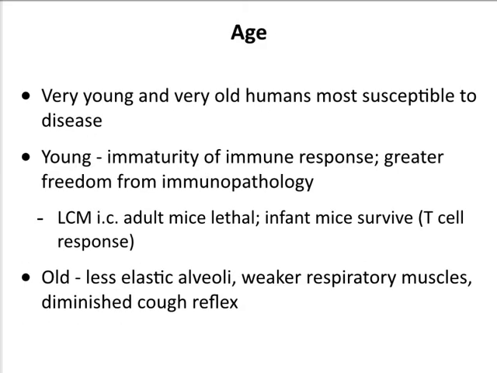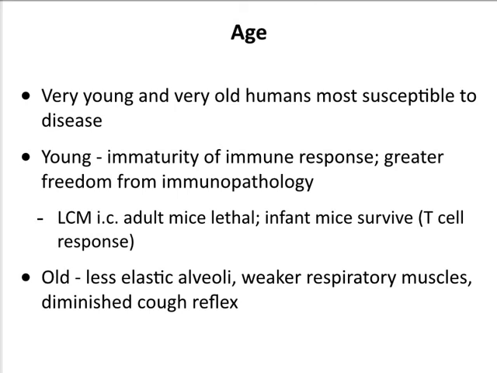Non-genetic determinants of susceptibility. Age. Very young and very old people are particularly susceptible to infections. The young, because their immune response isn't well developed, although sometimes that can help. Sometimes the young don't have immunopathology, the part of the infection that is the symptoms caused by the immune response. In older people, some of the ideas that we have are the lung is less elastic, our respiratory muscles are not as good, and the cough reflex.